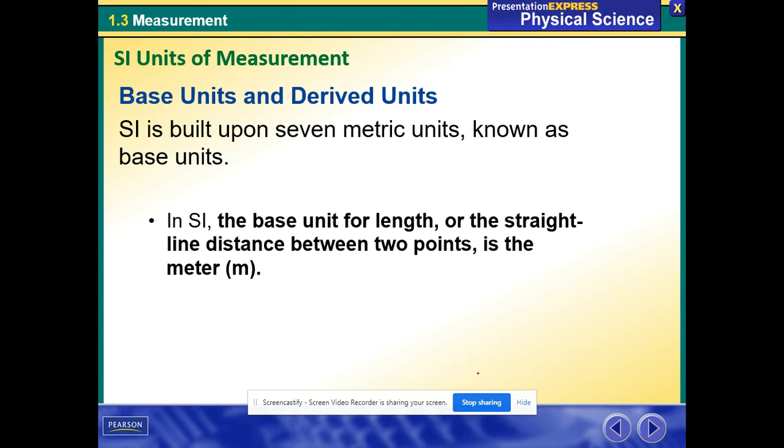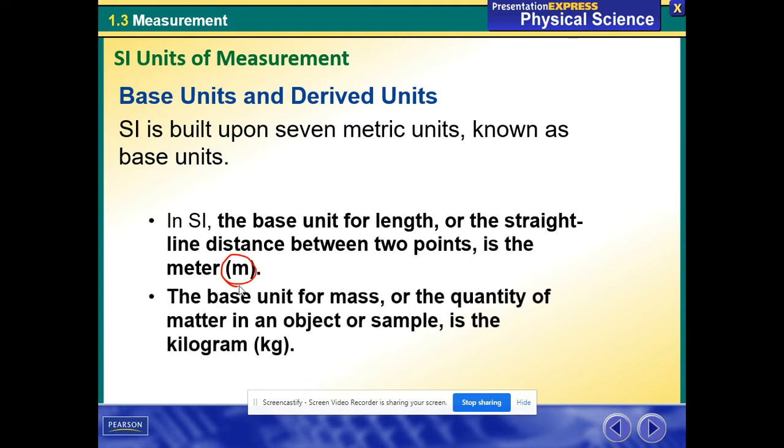So first thing that we kind of have to talk about is base units and derived units. Well, the SI system is built upon 7 metric units known as base units. These build the foundation of all other units that come after. So in SI, the base unit for length, which is defined as a straight line distance between two points, is actually the meter, which is just one lowercase m by itself.